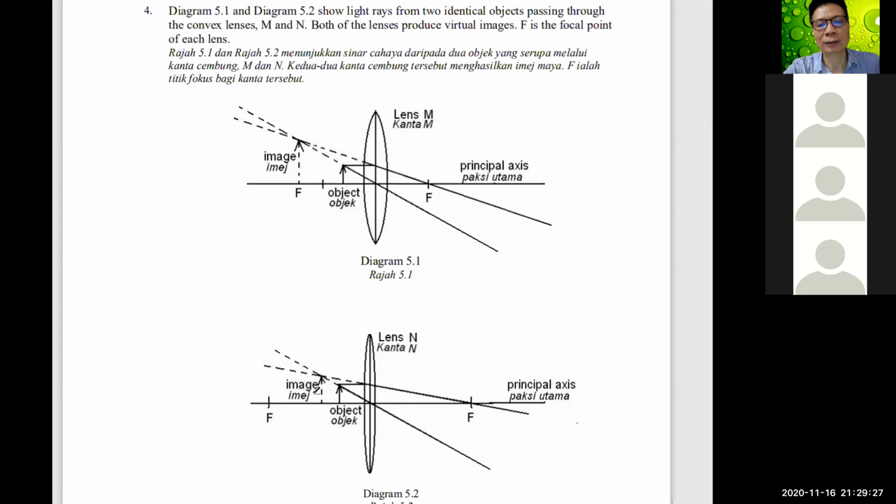All virtual. You remember how to draw? First, the horizontal ray goes to the focal point. The lens allows the light to go through, but it bends the light, so it's called refracting the light. This one goes through the optical center in a straight line. Here, the image is here. Study the two diagrams, because later they ask you to compare a lot of things. Please see the diagram carefully.